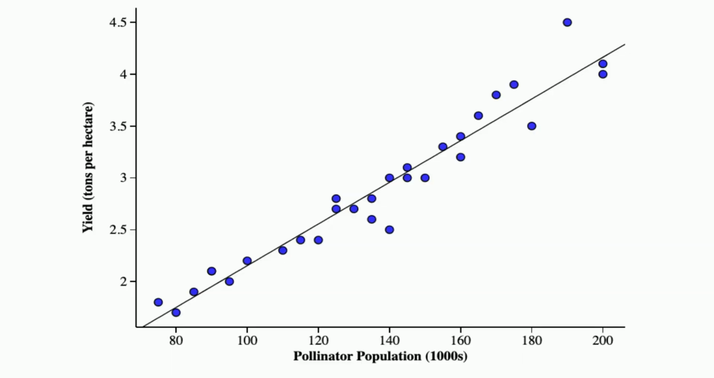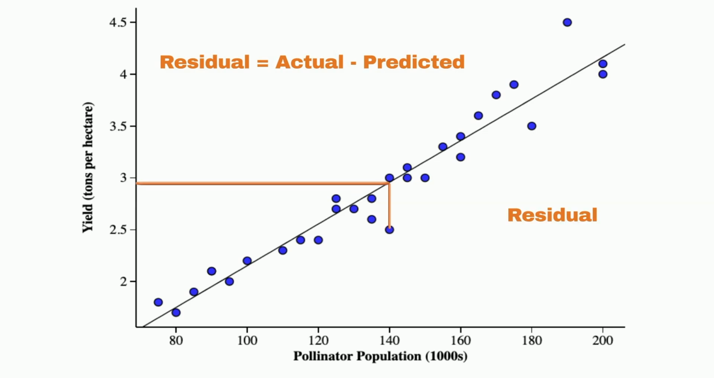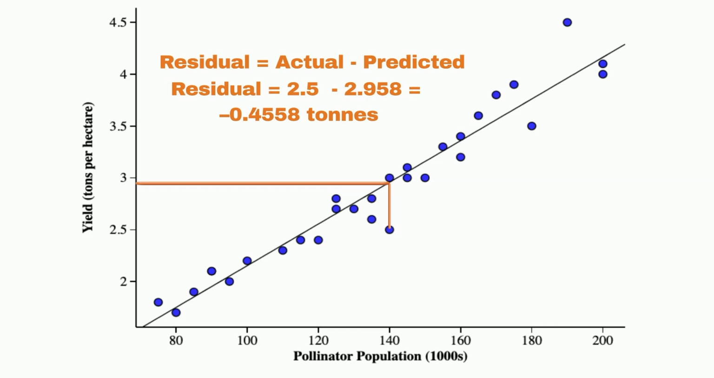Let's break down residuals using our pollinator and crop yield data. Remember residuals, the difference between actual values and values predicted by our regression model. For example, with 140 pollinators, our model predicted 2.958 tons per hectare, but the actual yield was 2.5 for this particular data point. So the residual is the actual minus predicted, so 2.5 minus 2.958, which gives us a residual of negative 0.4558 tons per hectare. This means our model overpredicted the yield for this data point.